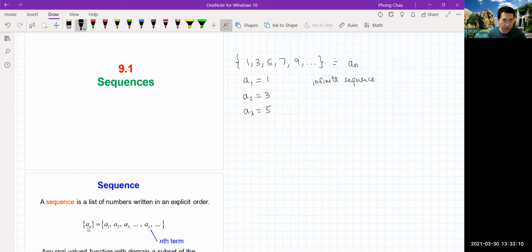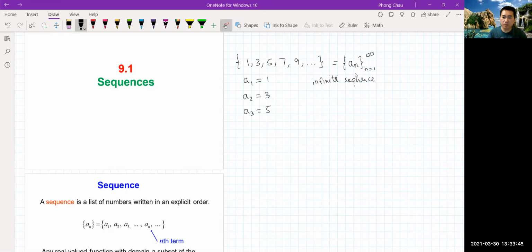We often use a sub n as a name. Formally, the notation is a sub n like this within these curly brackets. Sometimes we write n from 1 to infinity. That means it starts at 1 and goes all the way to infinity because it's a list. But sometimes you just write a sub n without the index 1 to infinity, so you should know that, or just a sub n.